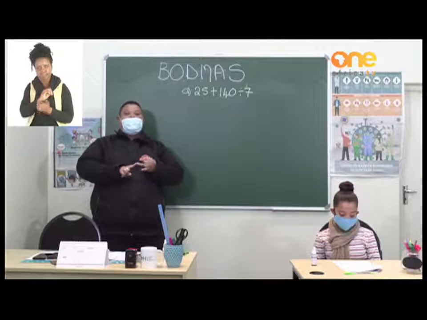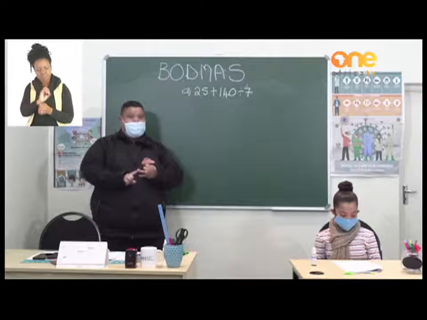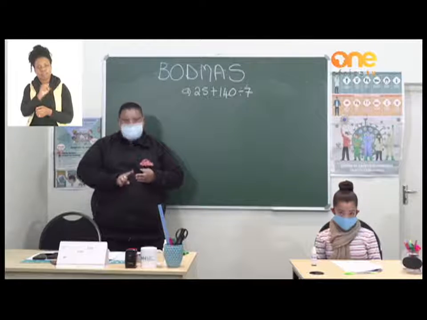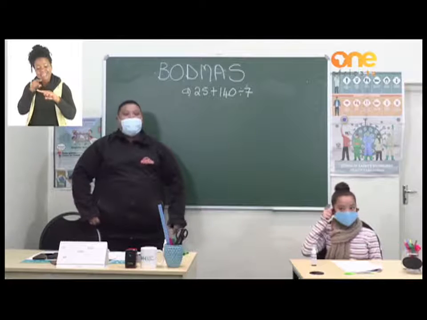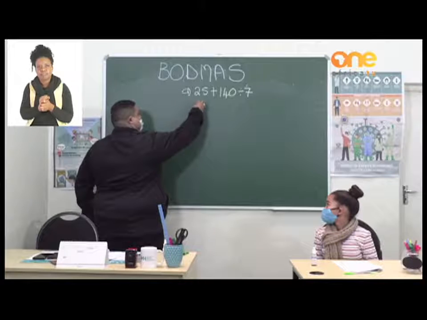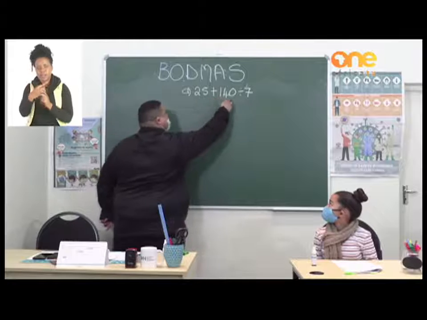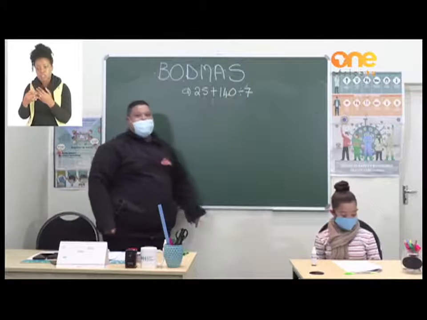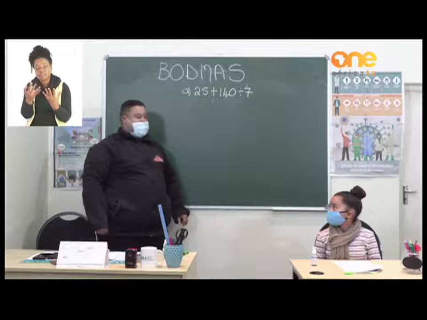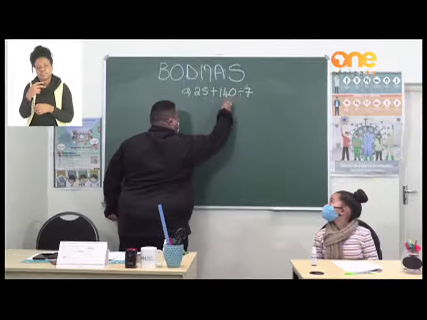No. Do we see the word "of" somewhere? No. Do we see division? Do we have a division sum? Yes. So that part of the sum we will do first. So we will say equals 25 plus. Now we will do this sum first, and we will say 140 divided by 7. And 140 divided by 7 equals 20.